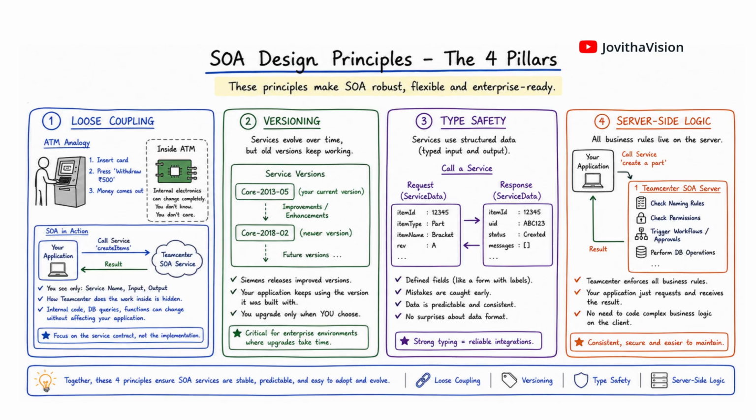Principle number 4, server side logic. All the business rules live on the server. When you call create a part, Teamcenter checks the naming rules, checks who has permission, triggers any approval workflows. All of that happens on the server. Your application just says, please create this part and gets back the result. You don't have to code the business rules yourself.